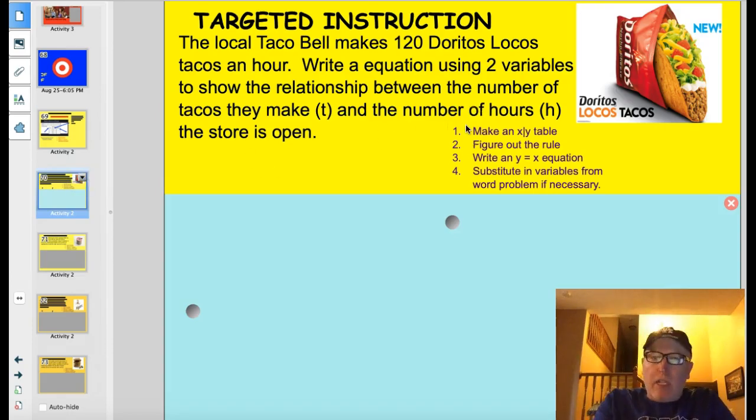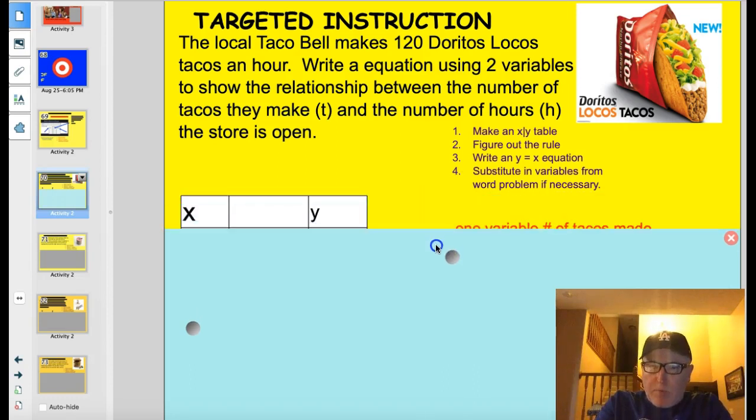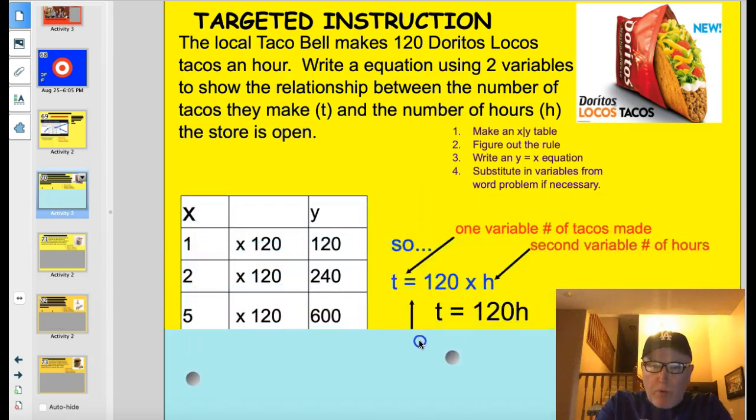All right. The local Taco Bell makes 120 Dorito Locos tacos per hour. Write an equation using two variables to show the relationship between the tacos they make, T, and the number of hours, H, the store is open. All right, so let's make an XY table. So I just made one here real quick.